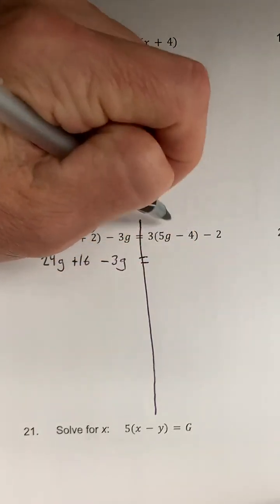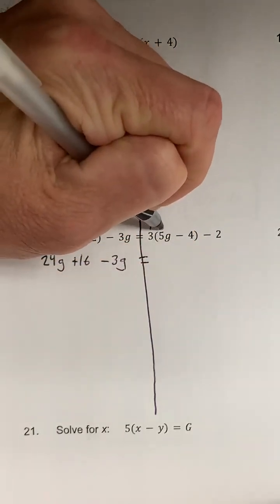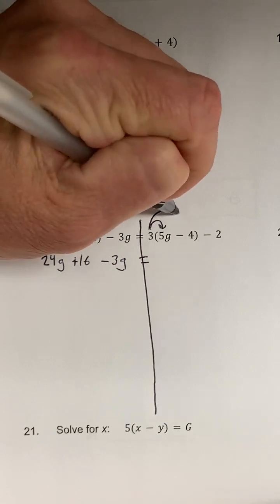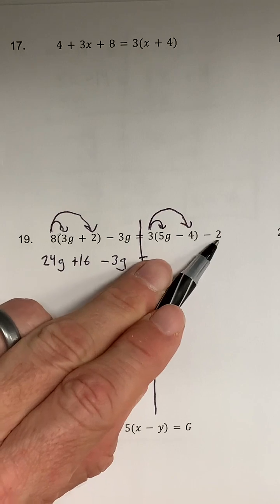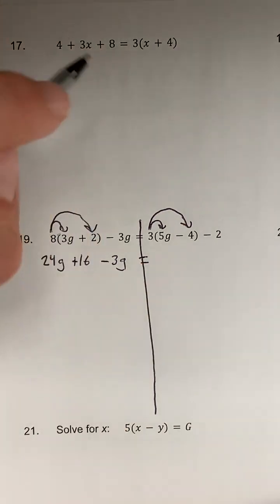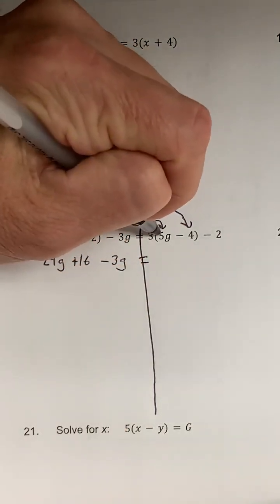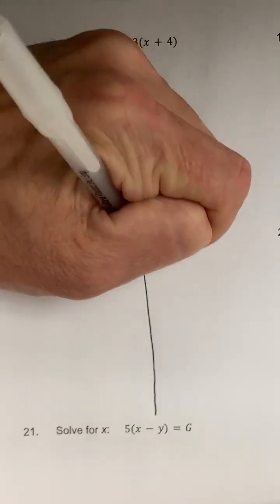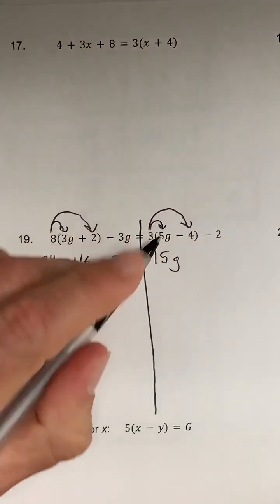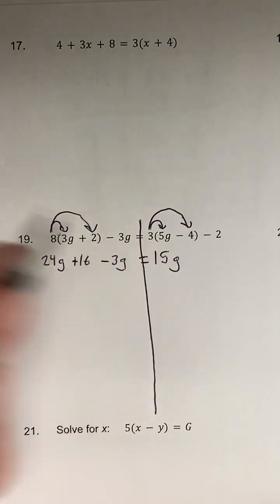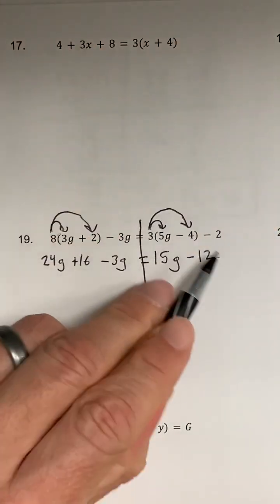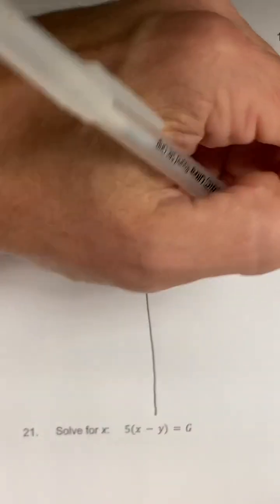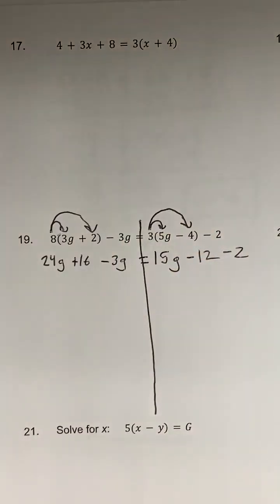So there's another parenthesis. So the 3 will have to get multiplied by this, and it will have to get multiplied by this, but we will not multiply it by this because that part is not in the parenthesis. Let's keep going. So 3 times 5g would be 15g. 3 times negative 4 is negative 12, so I'll write minus 12, and then there's also a minus 2 over here. So good job, we have gotten rid of the parentheses.